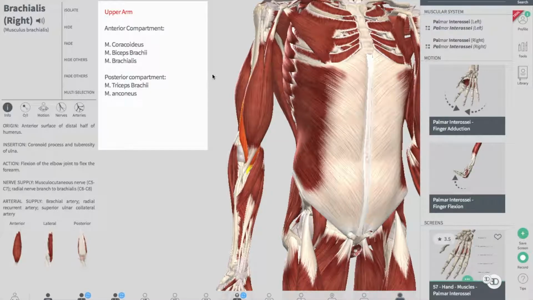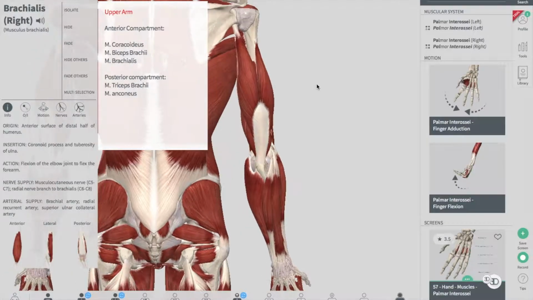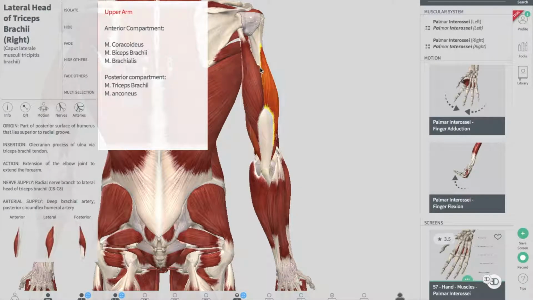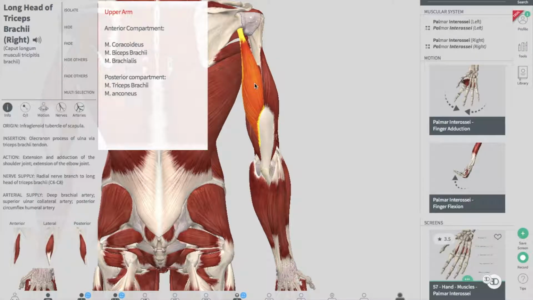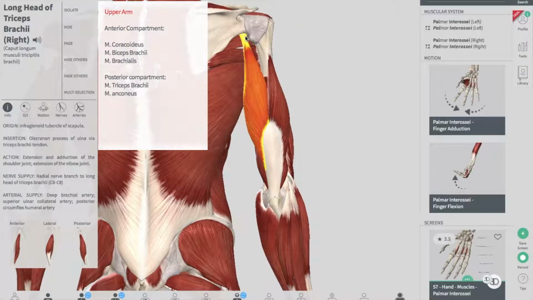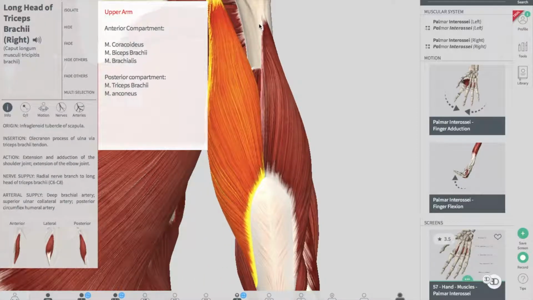And then we go over to the posterior compartment. On the posterior compartment, you will see the triceps. It's a really big muscle that occupies the entire posterior compartment. This muscle has three heads: the long, lateral, and medial head. The long head sits on the infraglenoid tubercle on the scapula, as you see here, and the lateral and medial head are going to sit on the corpus of the humerus.